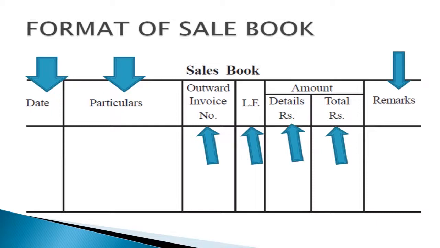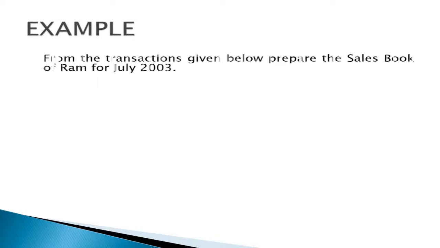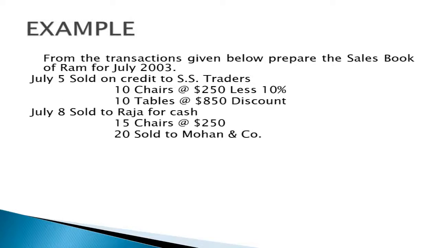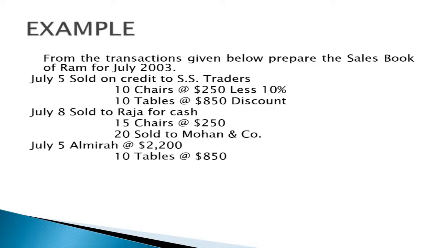Let's understand more about sales book by taking an example. From the transactions given below, prepare the sales book of Ram for July 2003. July 5th. Sold on credit to SS Traders 10 chairs at $250 each and 10 tables at $850 each at a discount of 10%. July 8th. Sold to Raja for cash 15 chairs at $250 each. July 20th. Sold to Mohan and Company an Almira at $2,200 and 10 tables at $850 each.